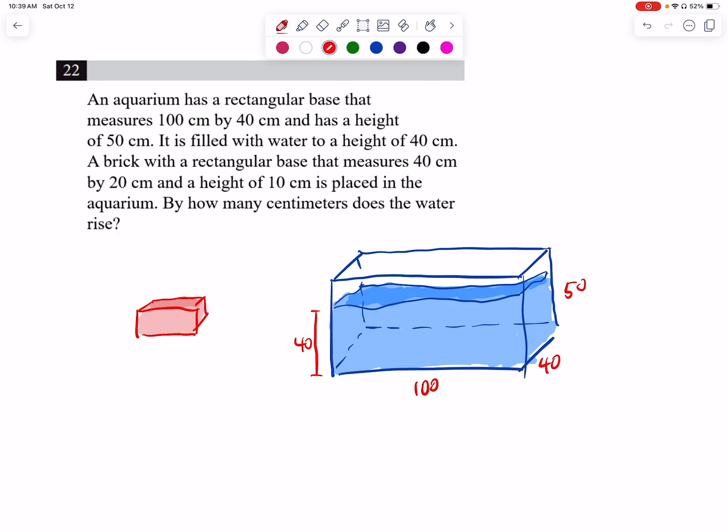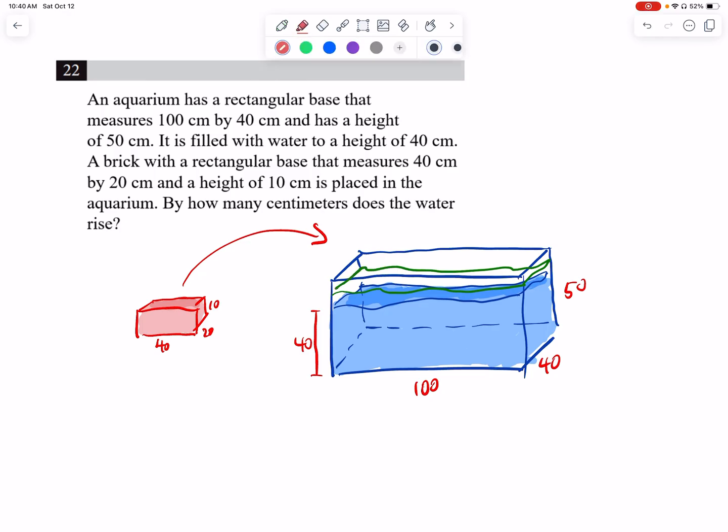Let's see, our brick is 40 by 20 on the bottom, and it has a height of 10 centimeters. Okay, and then we're going to chunk it right into the tank, and when it does, the water's going to rise up. The height is not going to rise up by the amount of the volume. However, the volume of the stuff that's in the tank is going to rise up by the combination of both the water and the brick. So here, let me just add a little extra height to this water here.